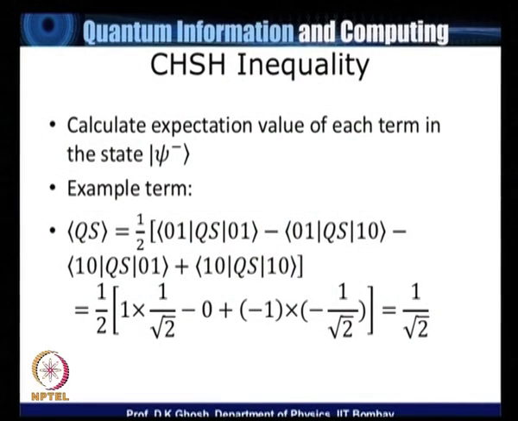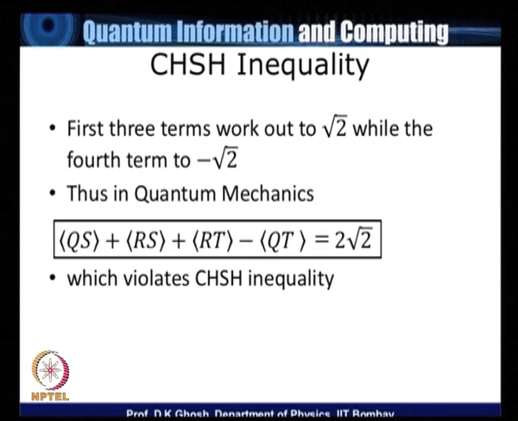Now, if you do this, it turns out that the first three terms are 1 over square root of 2 and the last term is minus 1 over square root of 2. So when you add them up, you get a total of 4 terms each having 1 over square root of 2. In other words, the first three terms give square root of 2, the fourth term is minus square root of 2. Therefore, the inequality in this case, QS plus RS plus RT minus QT, is 2 times square root of 2. And this violates the CHSH inequality, which we worked out for the classical case. In other words, it provides a test of which one is right.